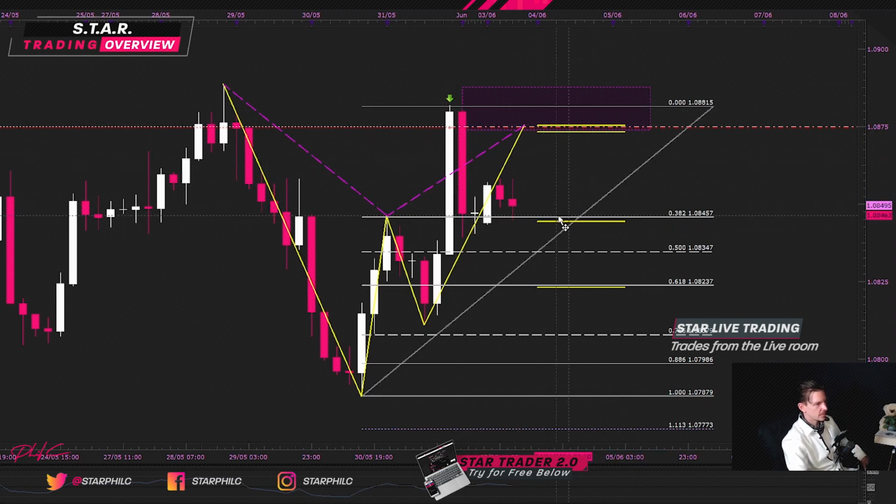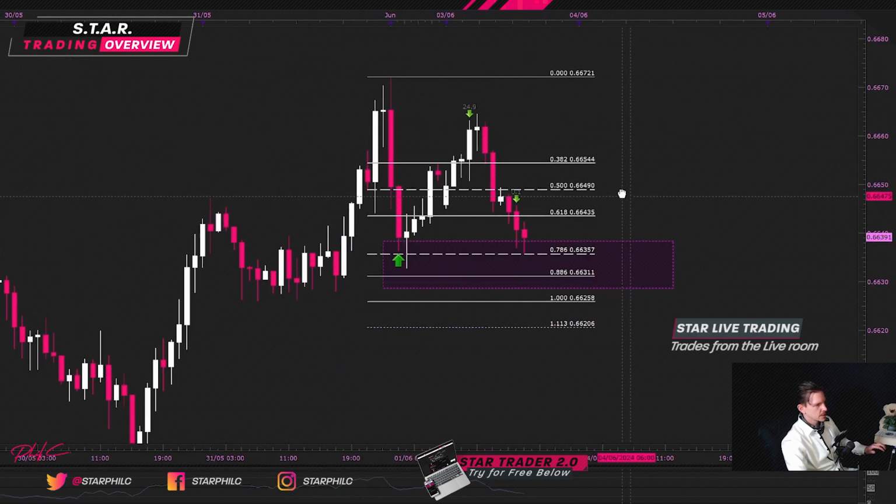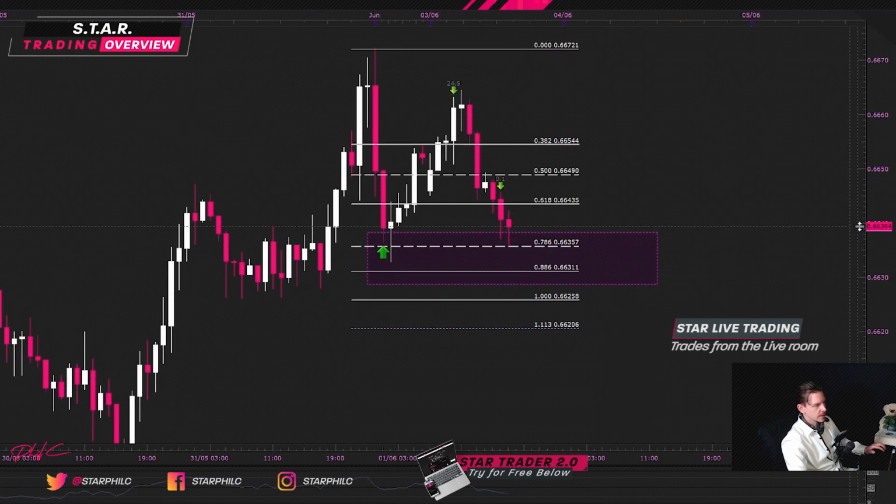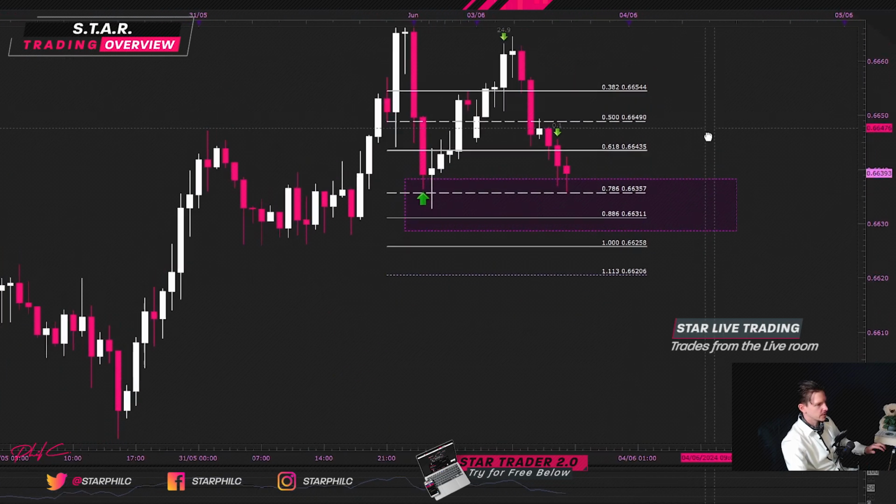So we took off half of our initial contract at the 382, we roll stops to break even, and then we look for follow-on targets down at the 618 here, okay? Jumping over to the Aussie dollar here. Now, this was a trend continuation trade.